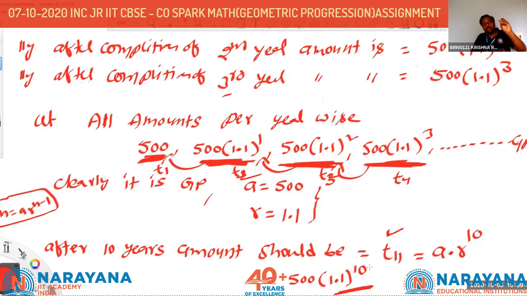So if you keep 500 rupees as principal amount, with the interest rate 10% annually, compounded annually, the final amount after 10 years should be 500 into 1.1 whole power 10. It is a GP sequence. Got the point? This is the application of GP.